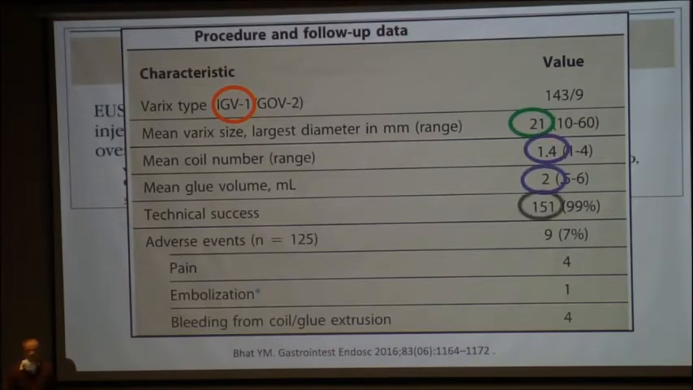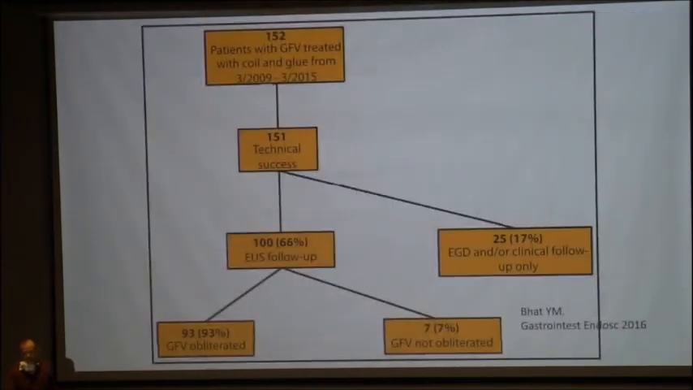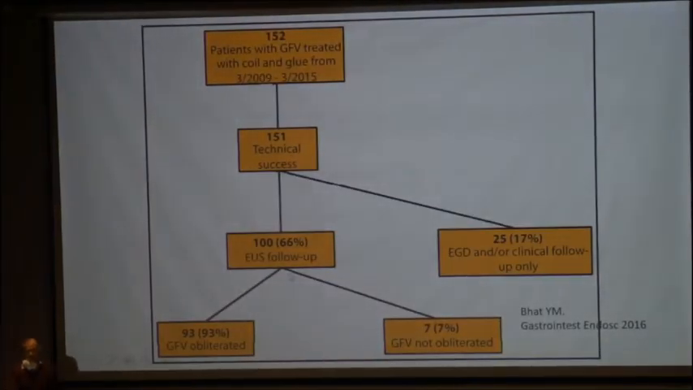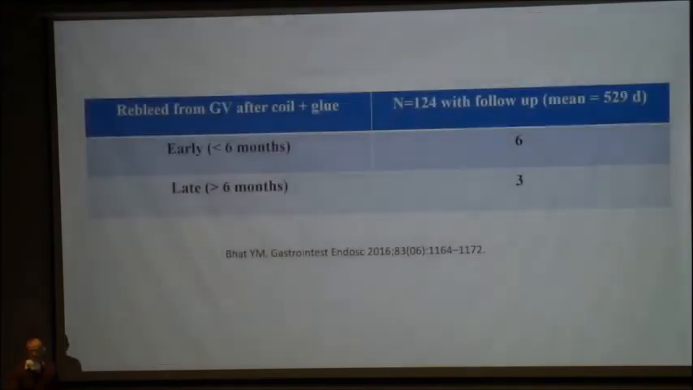And the success rate was more than 99%, and the adverse events were seen in 7% of these patients, primarily in the form of mild chest pain, and only 1 patient had post-treatment pulmonary embolism. Out of these, 100 patients had follow-up for a mean of 529 days, and 93% of these patients had persistence of the gastric varices obliteration. Rebleed was seen in only 6 patients within 6 months and 3 patients after 6 months.